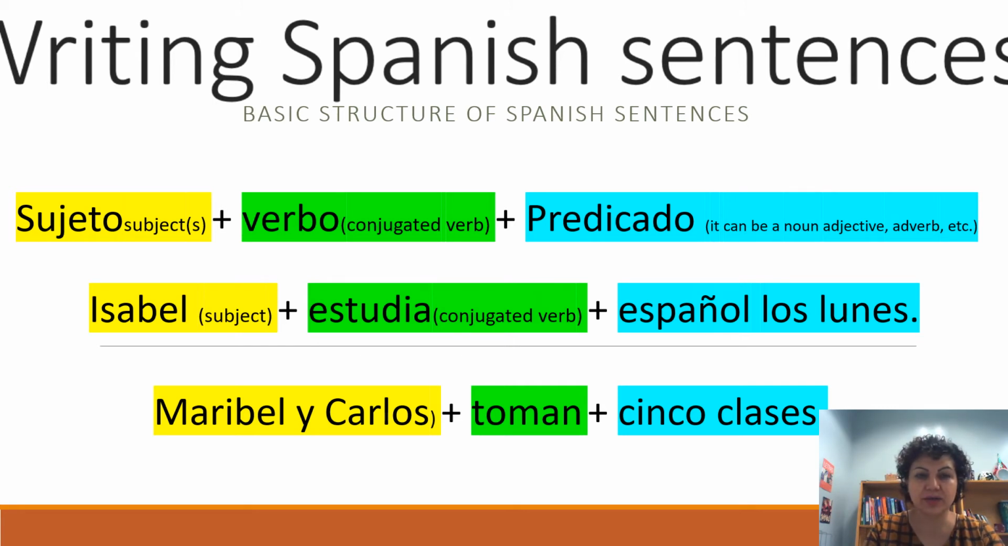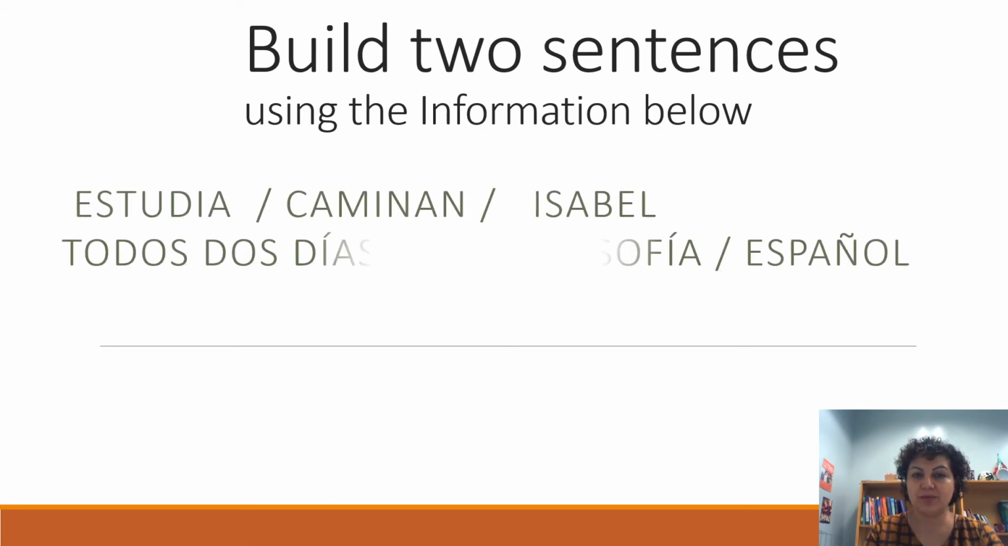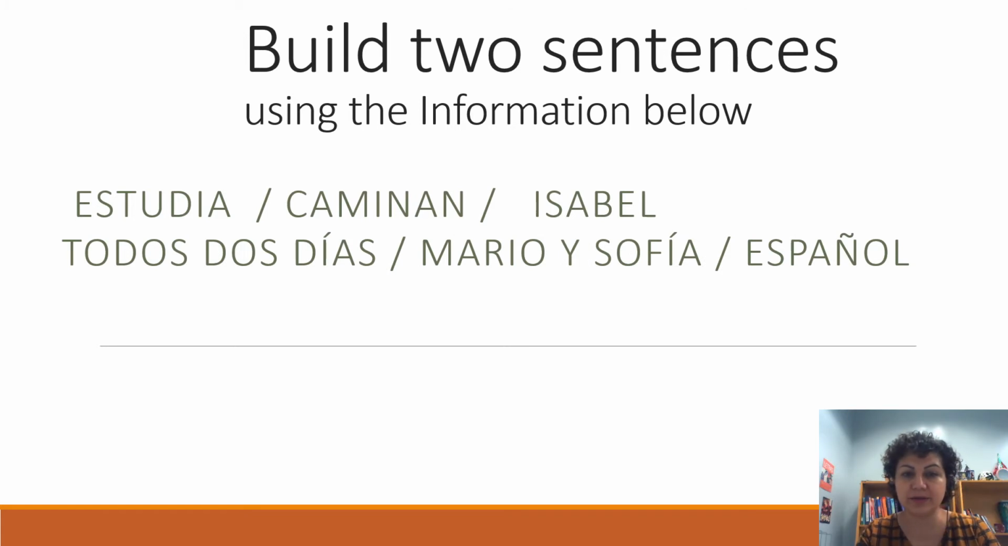Okay, let's continue. Now it's your turn. Let's see, you build 2 sentences using the information below. We have these isolated words, and you need to organize these words according to the structure that we learned. You need the subject, number 1. Number 2, you need the action word, the conjugated verb.